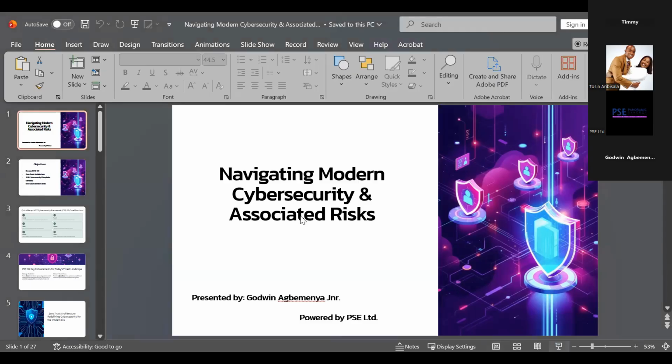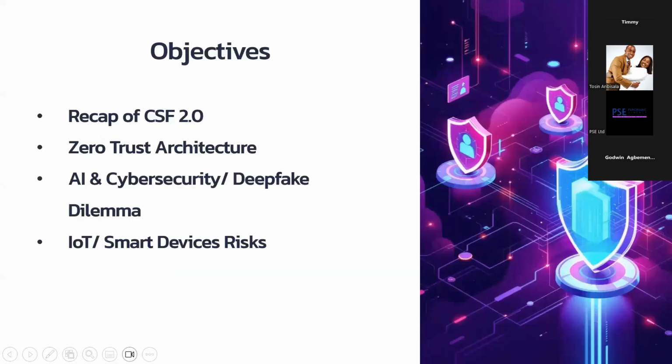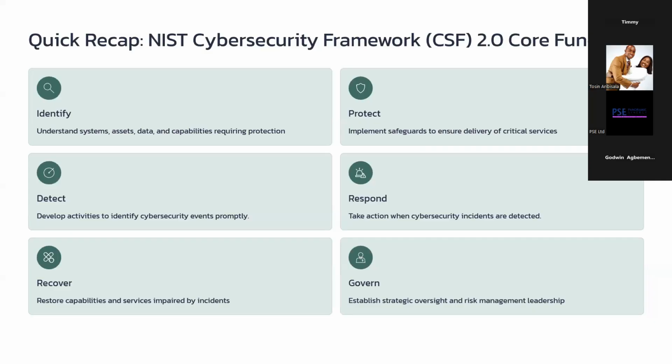We have a couple of objectives to achieve for today. We are going to first recap the cybersecurity framework, that's the 2.0 version. We are going to talk extensively on the zero trust architecture, and also AI cybersecurity and the deepfake dilemma, and also Internet of Things and smart devices, and the risks associated with all of that. So without wasting much time, we're going to have a quick recap on the entire cybersecurity framework.